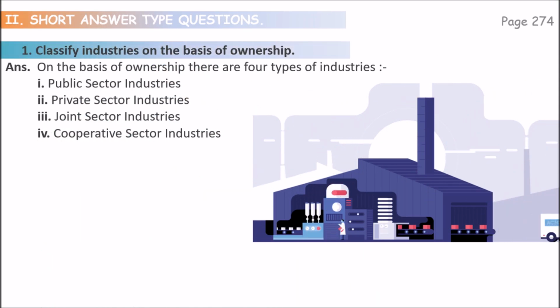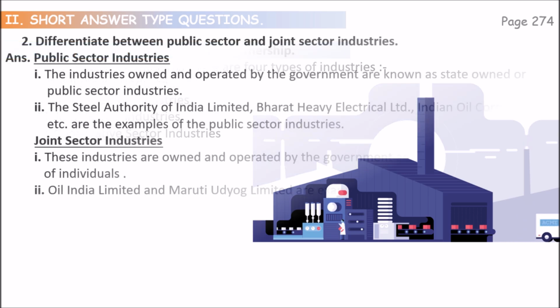Number 1. Classify industries on the basis of ownership. Answer. On the basis of ownership, there are 4 types of industries. First, public sector industries. Second, private sector industries. Third, joint sector industries. Fourth, cooperative sector industries.